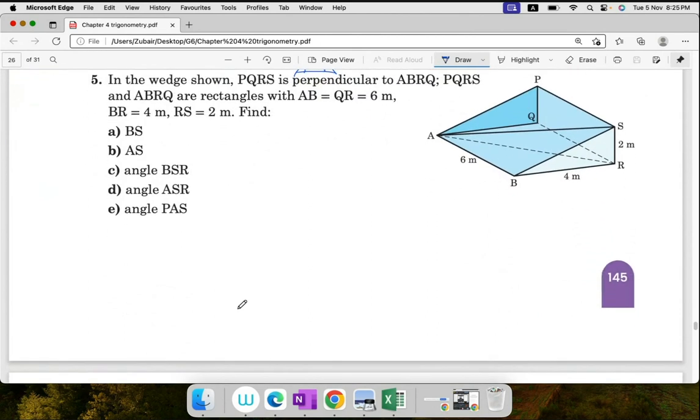Try question number 5 and keep sharing your answers part wise.